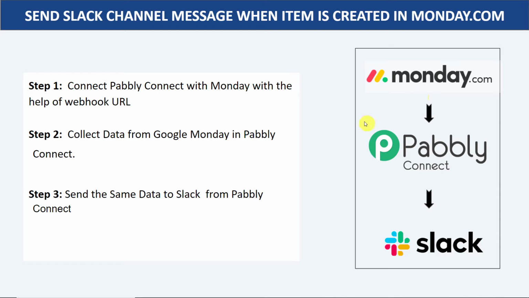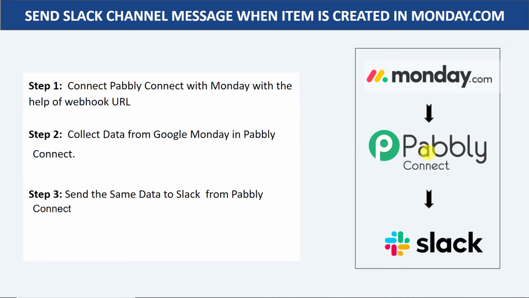So basically these are the steps that you have to follow to integrate Monday and Slack. First of all, you are going to integrate Monday and Pabbly Connect with the help of a webhook URL. That's basically step 1. You're going to get the webhook URL from Pabbly Connect and paste the same webhook URL in monday.com. After that, you are going to make a dummy item in Monday, and the data of that dummy item will be available in Pabbly Connect.